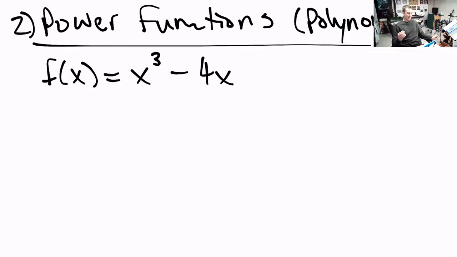So we were on power functions and polynomials, and I was giving this example here of a good example of that. We've got a third degree polynomial here. We've got x to the third power minus 4x. So we can graph this just like we've graphed anything before.